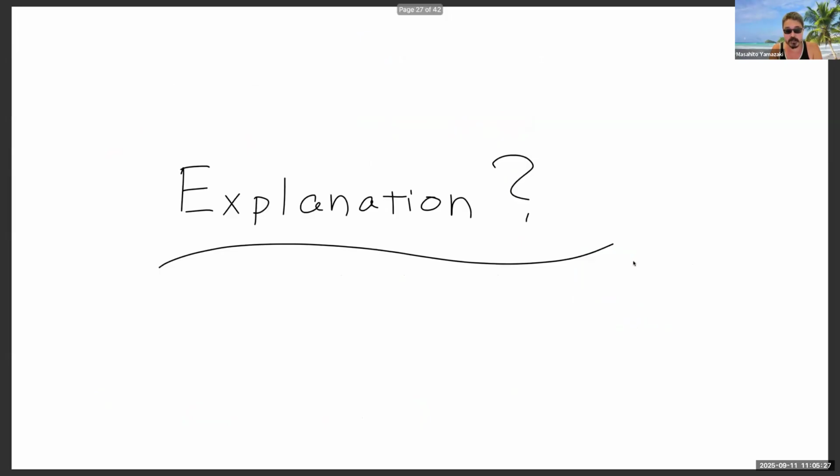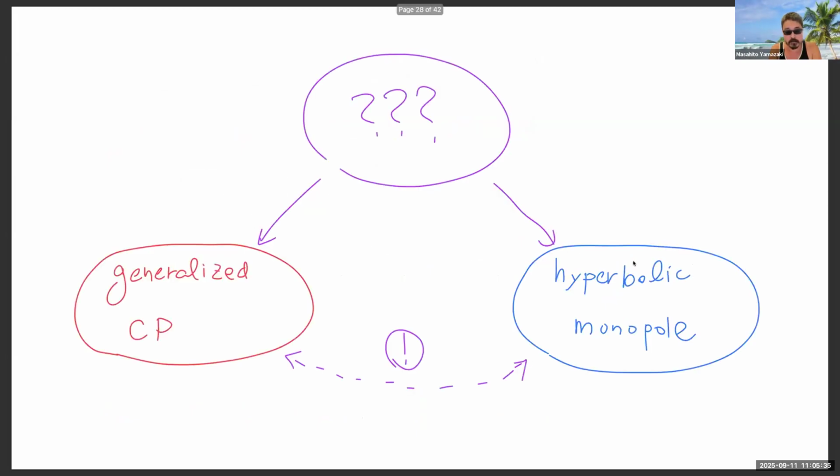Of course, this raises a question: why does such a correspondence hold? Since we want to relate the generalized Chiral Potts model with the hyperbolic monopole, the natural idea is to try to embed both of these ingredients in something larger, such that each of them is contained. And in fact, this type of discussion is familiar in string theory.